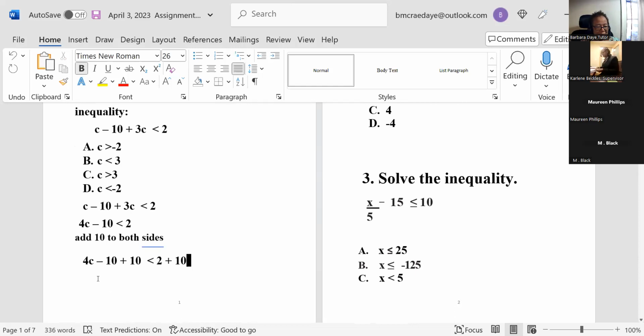Now, Maureen, what do you get on the left side? 4C. Just 4C, that's right, because minus 10 plus 10 is 0. So you'll have 4C, and you still have your less than. And what's 10 plus 2? 12. And you can see your answer, right? So what's your answer, Maureen? 4 into 12 is 3. Right, so what's the answer? To solve for C, what do you do?